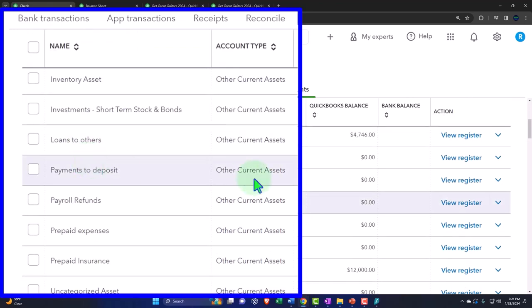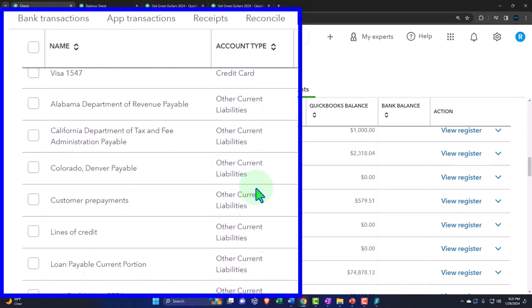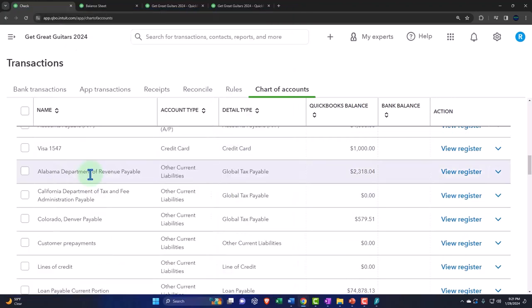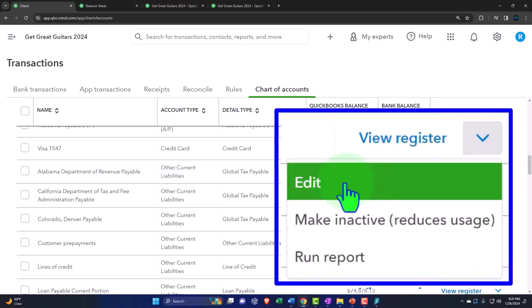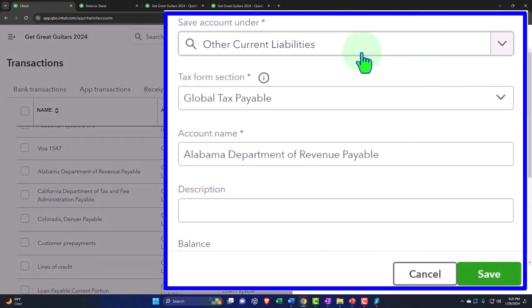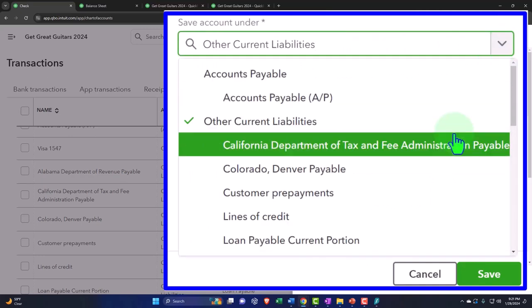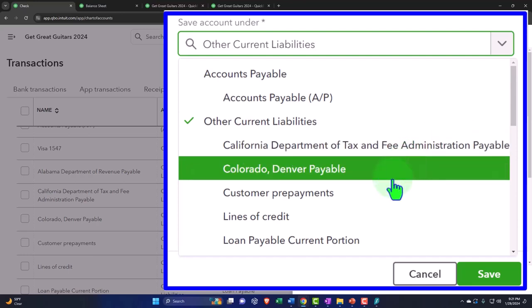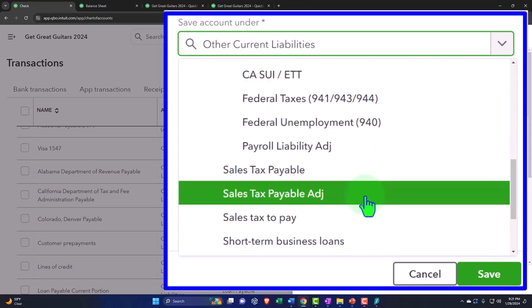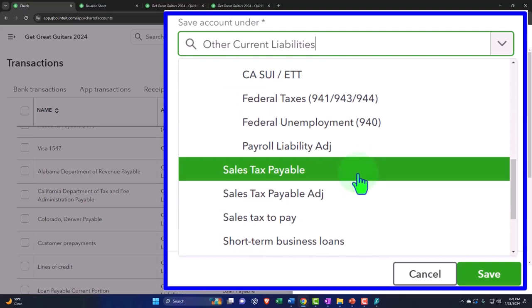Liabilities, so to assets, other current liabilities. So here's Alabama. I think you should go back to Greenbow, Alabama. Let's edit that, Forrest Gump right there. I don't know what I'm talking about. In any case, we're going to say this is going to be other current, and then this is going to instead go into the sales tax payable. Sales tax payable account. Boom.